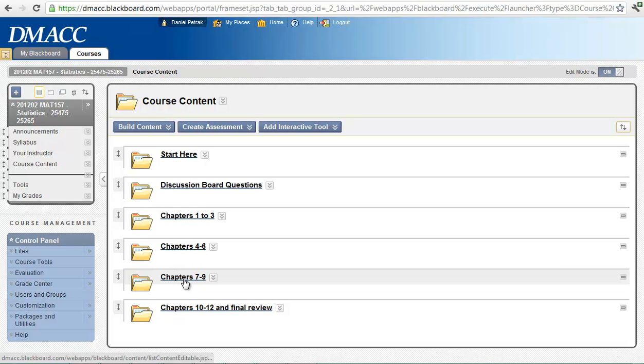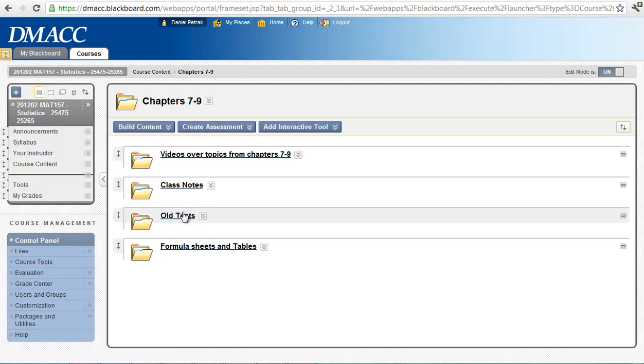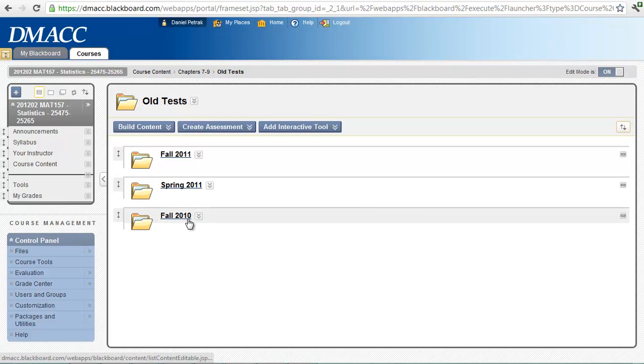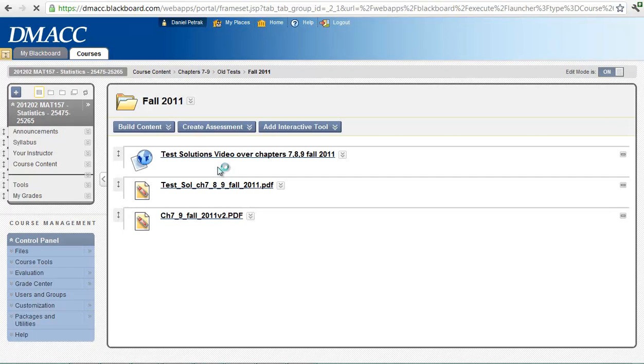I would strongly encourage you to go in here to chapters 7 through 9. And just like always, you can take a look at the old tests folder. I've got the tests from the last 3 semesters here. And I would encourage you to maybe even print that off if you want and try to take it. And then there's a video going over the solutions, and really attack those. And I think you should feel comfortable after you go through those.